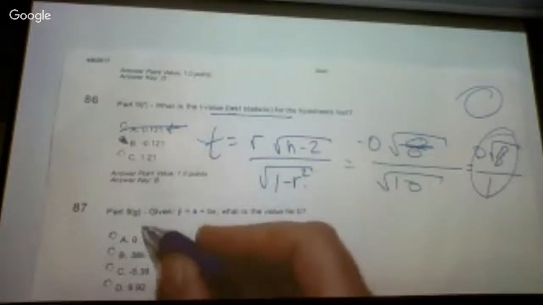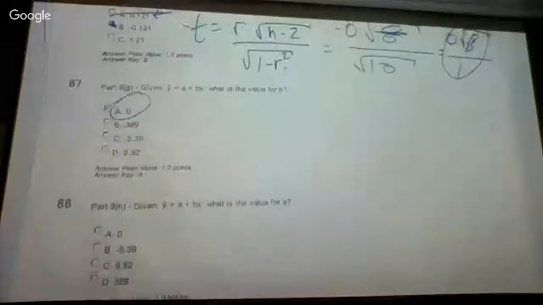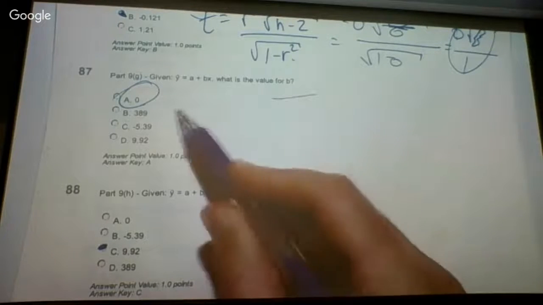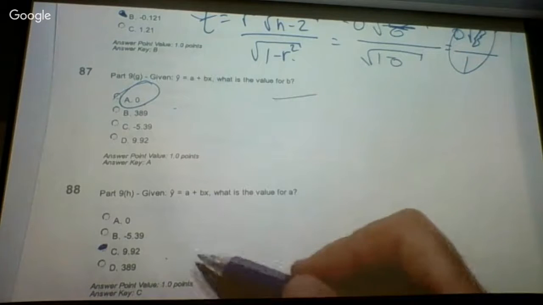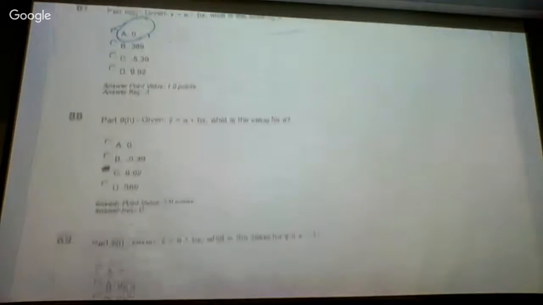B was that value around 0. 87 is A. The value for A was something around 10. Don't be confused. The value for B is A. The value for A is C. 87 is A. 88 is C.